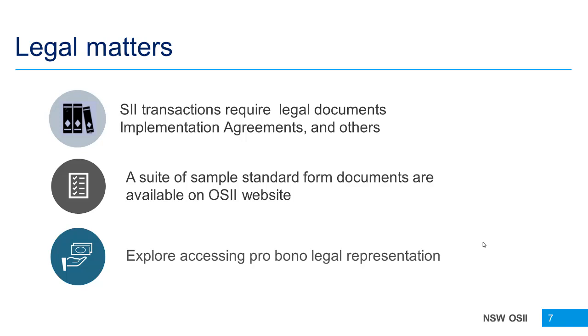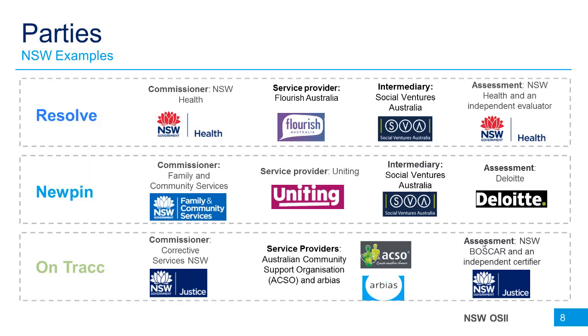If this is all sounding a little bit complicated and complex, then I encourage you to go on to the Office of Social Impact Investment website and look at the range of legal templates and resources that we have available to you. In this slide, we try to demonstrate the different types of contractual arrangements in the 3 examples that we have been using throughout our videos. In the Resolve, the Newpin and the On-Track Social Impact Investments, you can see that there are differing contractual arrangements between the agency that has commissioned the work, the service provider, the potential need for an intermediary, and also the organisation that is engaged to undertake the assessment of the accuracy and completeness of the outcomes measurement, and therefore what payments are able to be made to the investors.